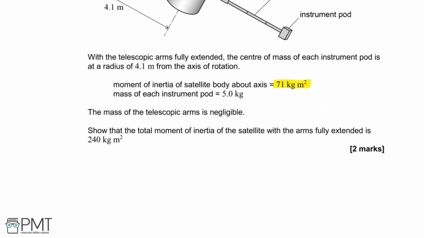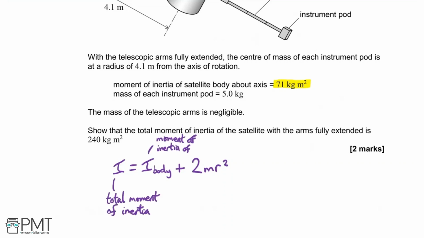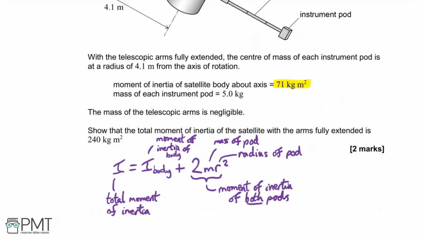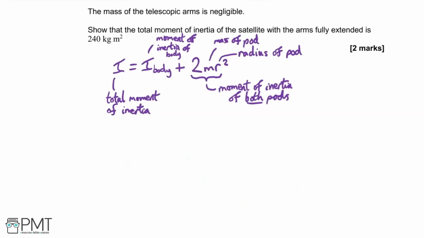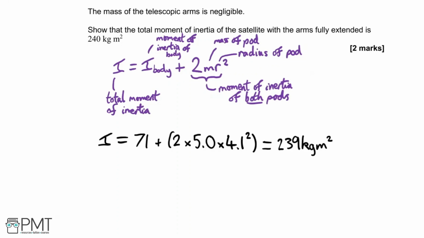Let's write down a formula to show how we're going to combine this. As you can see, we're adding those moments of inertia together. You'll notice I've included that the 2mr squared represents the moment of inertia of both pods, so mr squared would be the moment of inertia of one pod. So all we need to do is substitute our values into this equation, and that will give us a value of 239 kilogram meters squared, which obviously rounds to 240 kilogram meters squared.